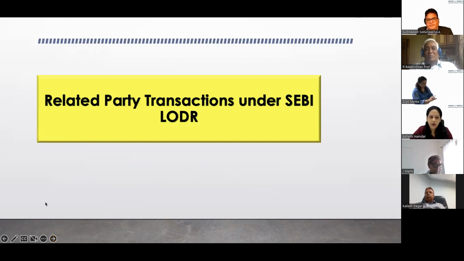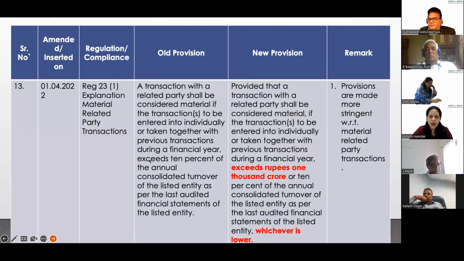So now we have covered related party transactions under the Companies Act and the rules. Now we'll talk about the approval mechanism under SEBI LODR. Regulation 23 of SEBI LODR mandates related party transactions, their disclosure and the approval mechanism. We are not going through the detail, but I have tried to bring in the major amendments that have come in since 2022.